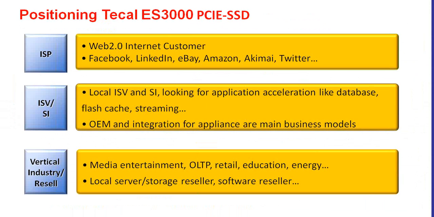Next page, please. So then again, I want to focus on the customers that use PCIe, Web 2.0 Internet customers. These are the customers that care heavily about low latency. All the customers listed here, Facebook, LinkedIn, eBay, Amazon, Twitter, care about low latency as well as high performance. ISPs, of course, care about application acceleration. That's why they take advantage of PCIe.